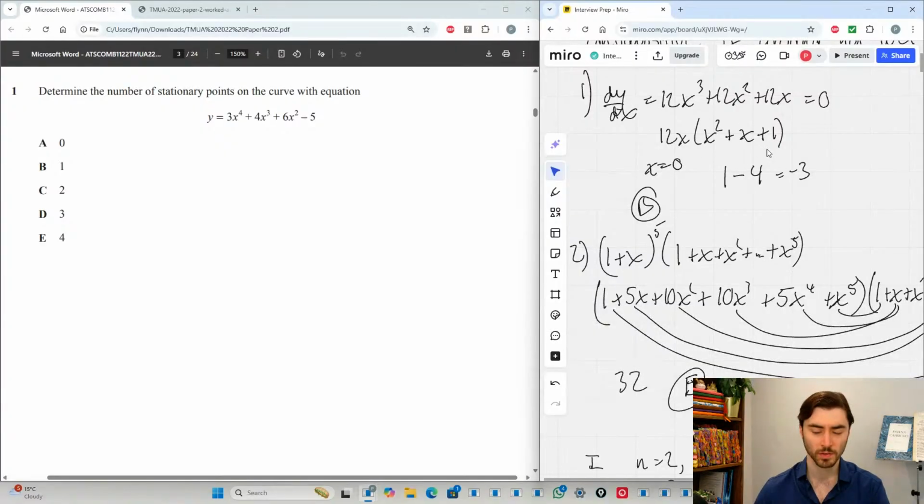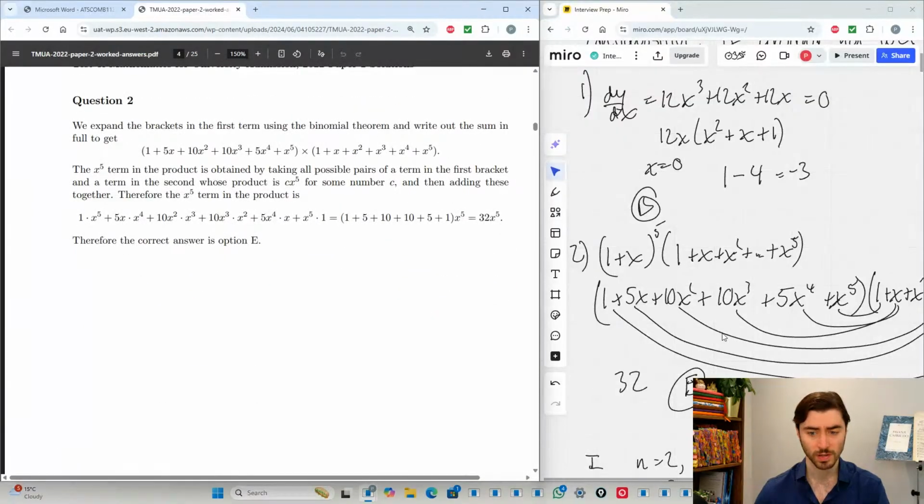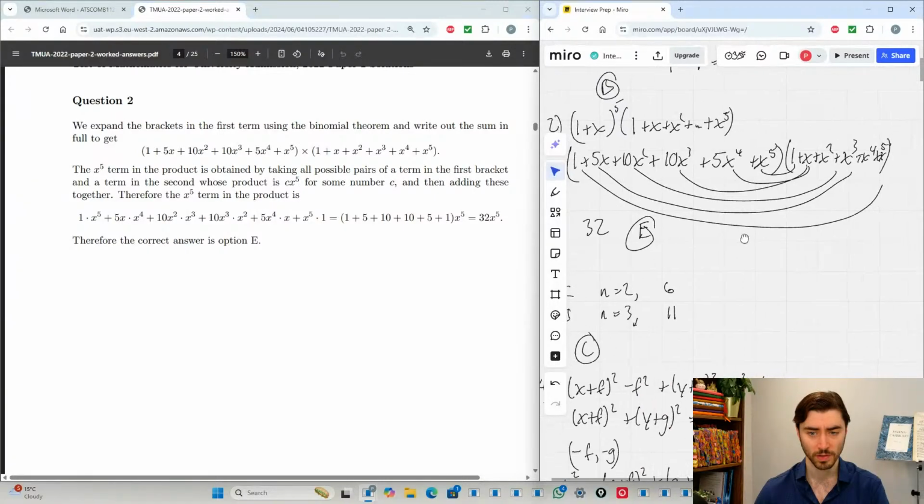Differentiate, set to 0. This quadratic had no solutions because the discriminant was less than 0. So there was only the one turning point. Great. Lock that down. B, that was correct. Question 2, I got E. Yep, so that method was correct.